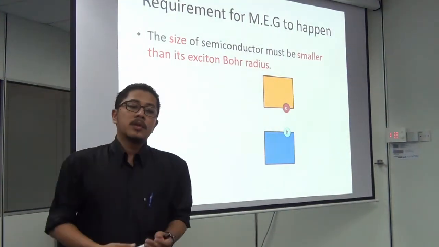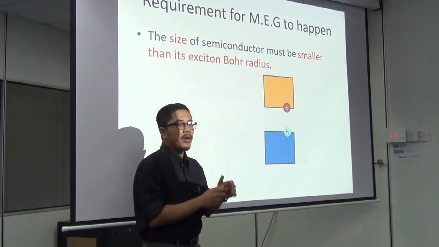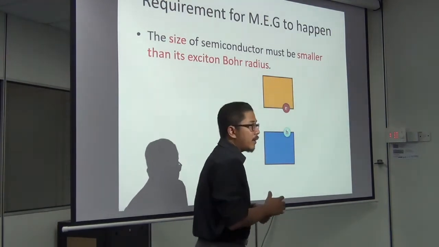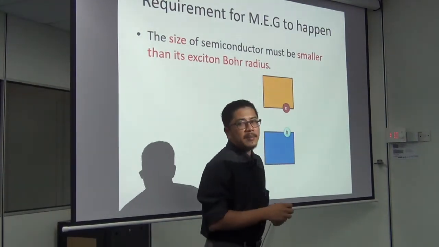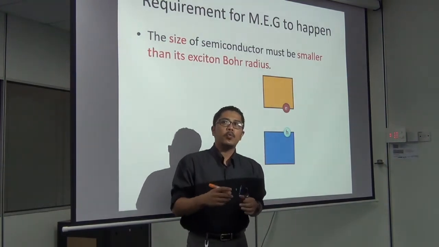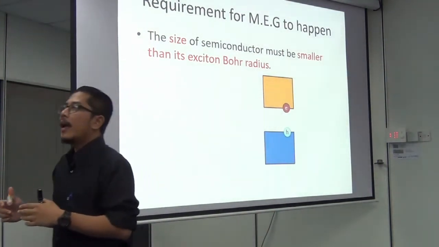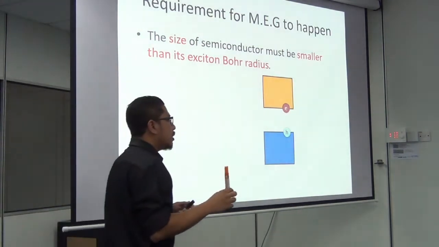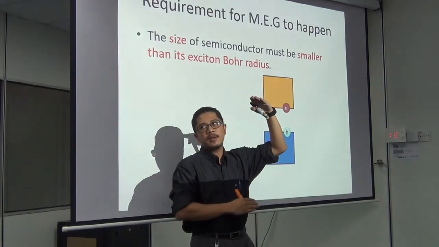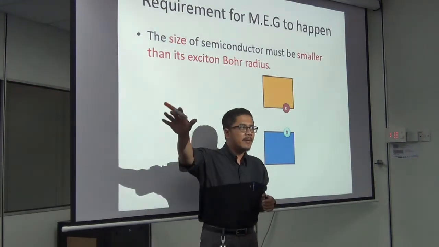So, to get MEG, your material must be smaller than the exciton Bohr radius. And when your material is smaller than the exciton Bohr radius, it means that the energy levels have changed from the bulk, which has closely separated energy levels, and in the quantum dots, it has already changed from closely separated energy levels to widely separated energy levels. I believe I have explained why the energy levels become like that.